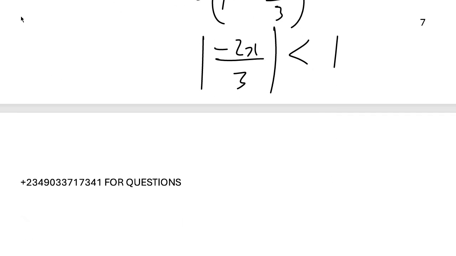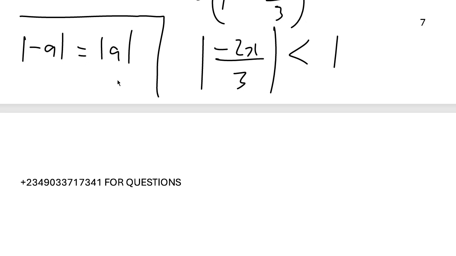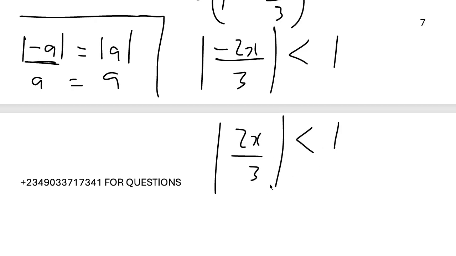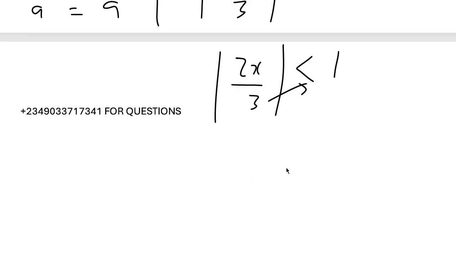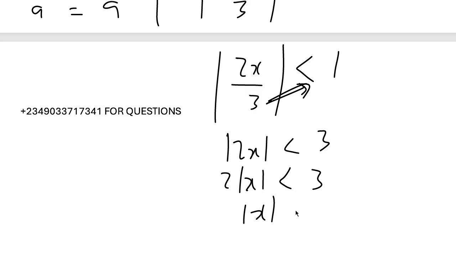So from this, you know this identity, the fact that the absolute value of negative a is equal to the absolute value of a, because absolute of negative a will give you a and absolute of a will give you what? a. So this absolute of negative 2x over 3 could be rewritten as absolute of 2x over 3 should be less than 1. Following the principle you could do what? You can cross multiply, isn't it? So that means that the absolute value of 2x should be less than what? 3, because 3 times 1 is 3. And then you can bring out 2 times absolute of x should be less than 3. That means the absolute of x should be less than what? 3 over 2. Do you agree?